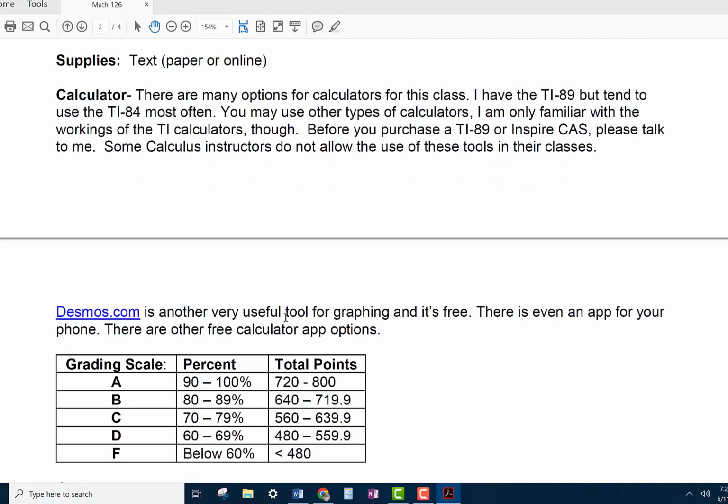Desmos.com is another very useful tool for graphing, and it's free. There's even an app for your phone. There are other free calculator app options as well. For one version of this class, the OE1, the open enrollment one, I use a different book and online setup, and that one embeds Desmos into a lot of the problems. It's really, really, really useful in doing regression analysis, which we're not going to do in this class. Probably one of the easiest ways I've found to do it.